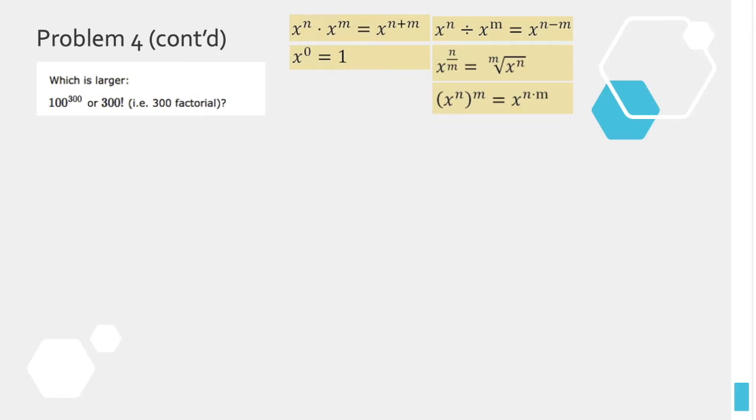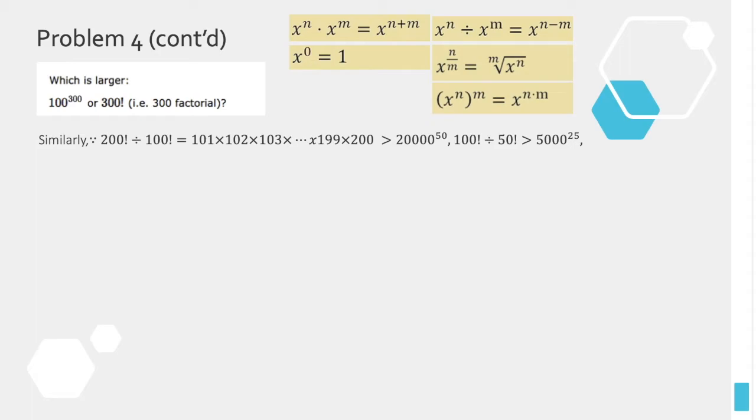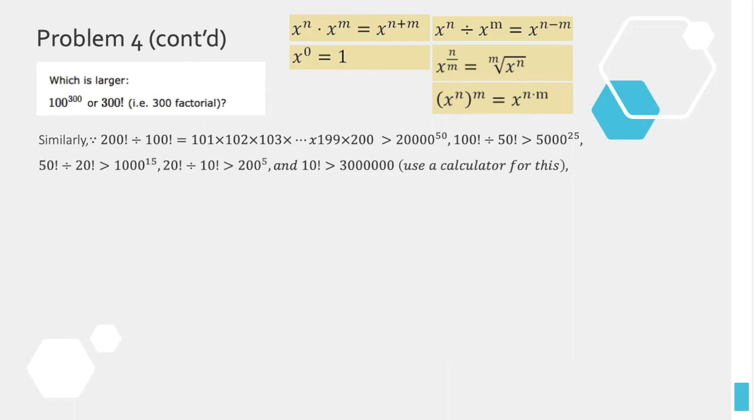Okay, so using the same logic, we can easily prove that 200 factorial divided by 100 factorial is larger than 20,000 to the power of 50. 100 factorial divided by 50 factorial is much larger than 5,000 to the power of 25. 50 factorial divided by 20 factorial is larger than 1,000 to the power of 15. 20 factorial divided by 10 factorial is larger than 200 to the power of 5. And 10 factorial is larger than 3 million. You can use a calculator for this.